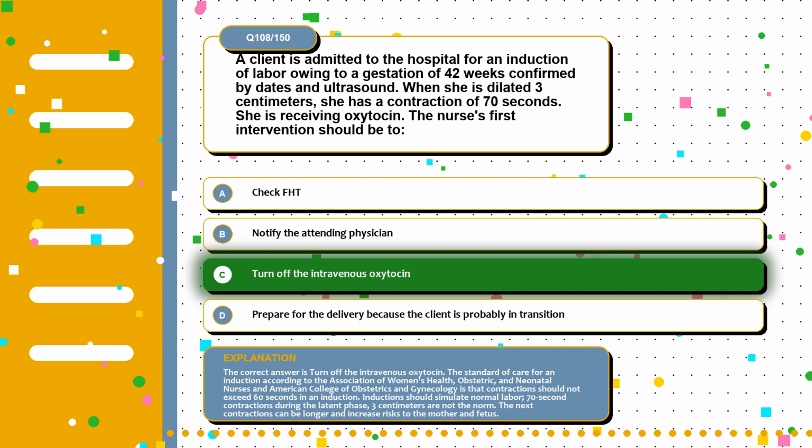The standard of care for an induction according to the Association of Women's Health, Obstetric, and Neonatal Nurses and American College of Obstetrics and Gynecology is that contractions should not exceed 60 seconds in an induction. Induction should simulate normal labor, and 70-second contractions at 3 centimeters are not the norm. The next contractions can be longer and increase risks to the mother and fetus.